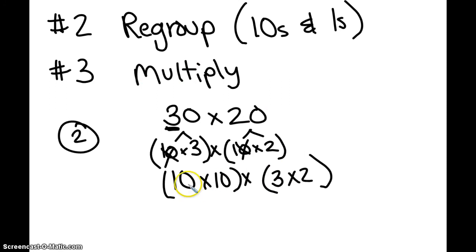And then step 3 is just to multiply. So 10 times 10 is 100. 3 times 2 is 6. And 100 times 6, or 6 hundreds, equals 600. There you go, that's number 2.